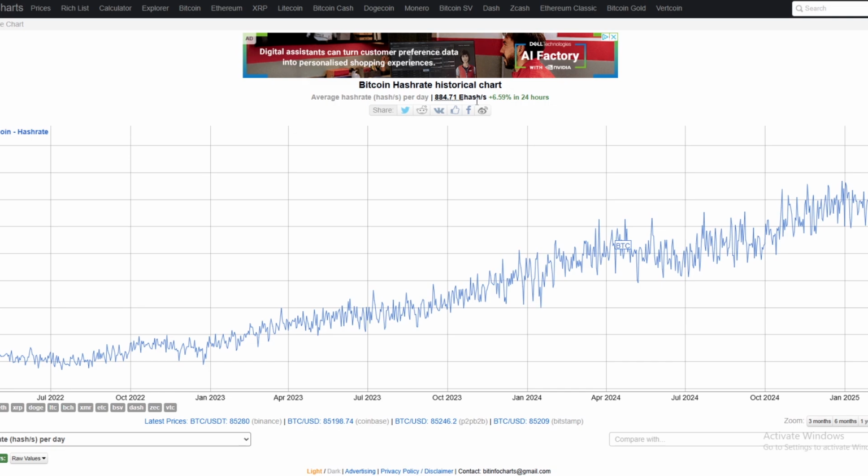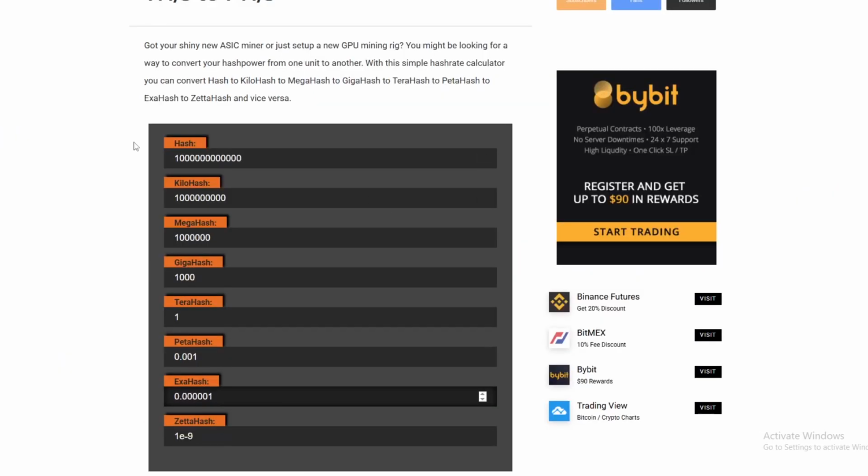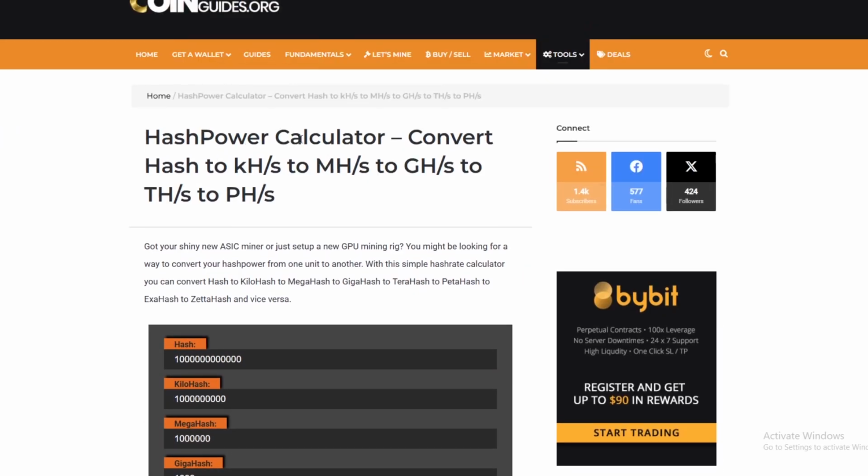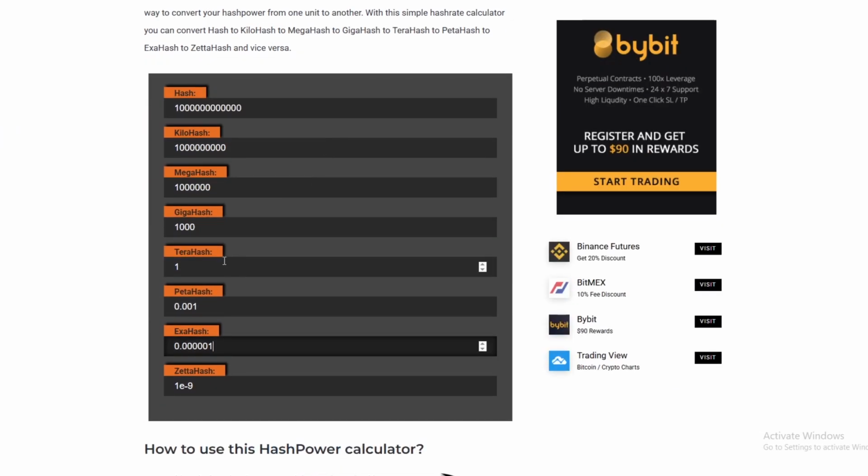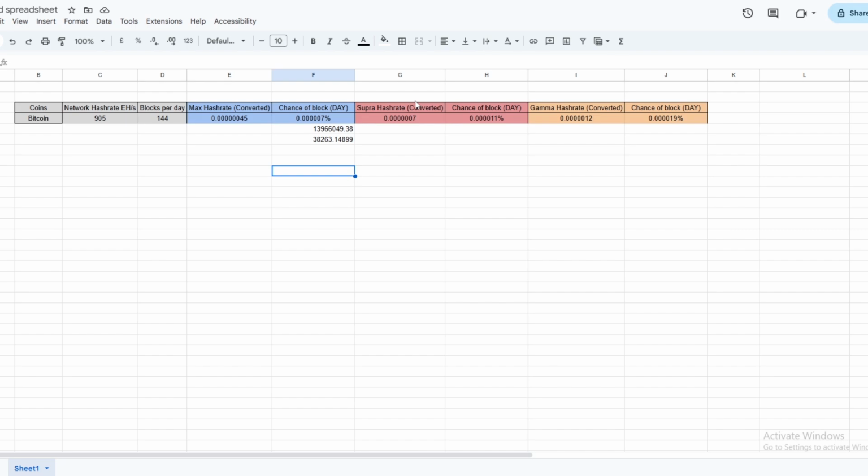You could also alternatively convert exahash down to terahash, whatever you're working with. But I like to use this hash power calculator converter that we see here. So today we're going to be using the example of, well, we have three here because obviously we have 3 BitAxes. So we have the max, the supra, and the gamma. So these hash rates that you see here are the overall hash rates converted back down into exahash.